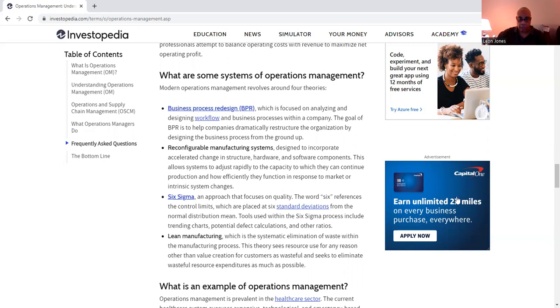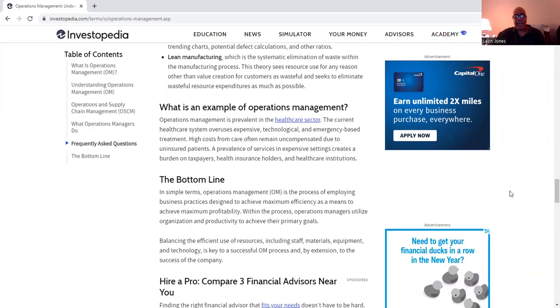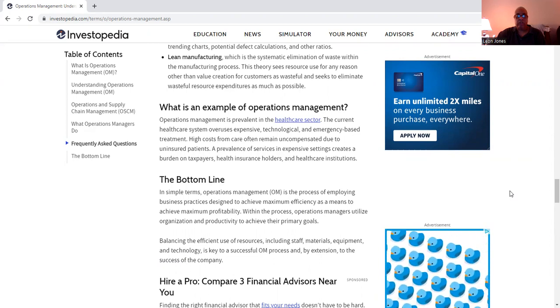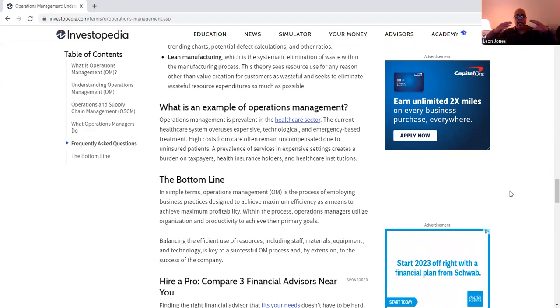Now, what is an example of operations management? Well, operations management is prevalent in the healthcare sector. The current healthcare system oversees and overuses expensive technological and emergency-based treatment. So again, an example of operations management gets right into the healthcare sector.